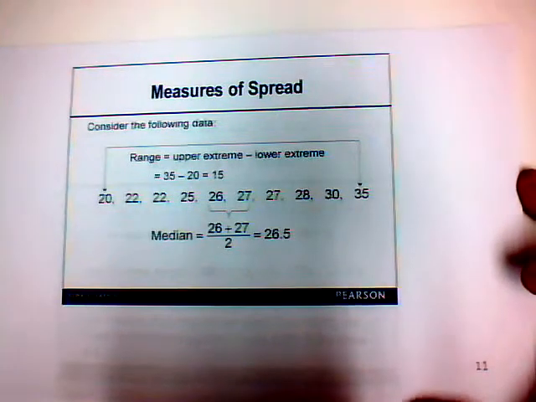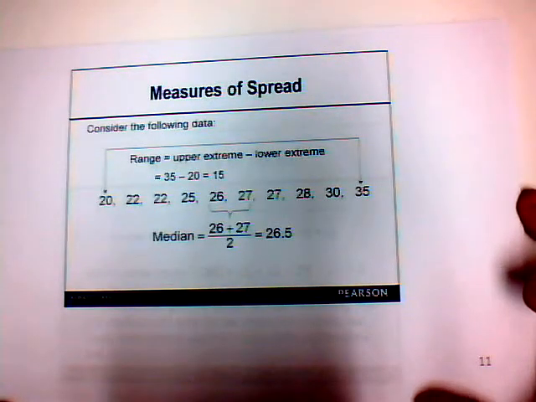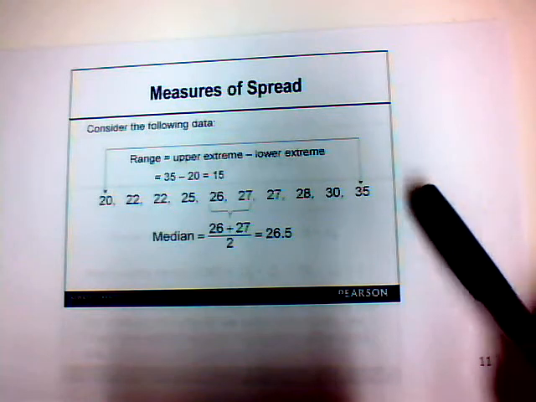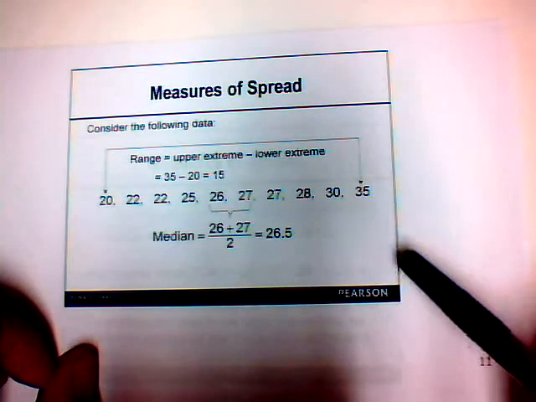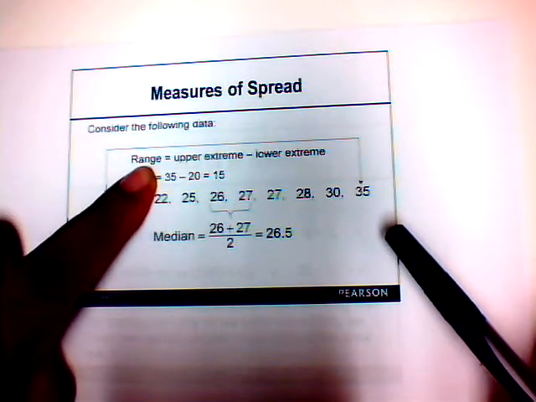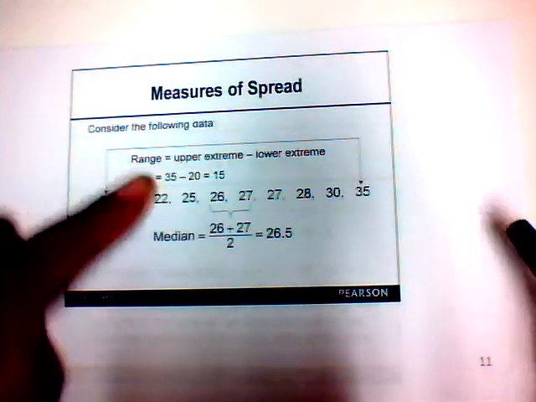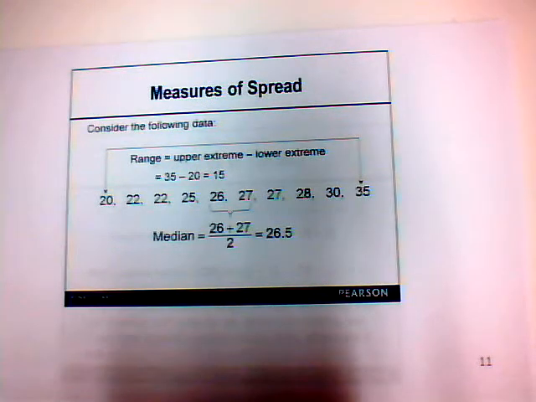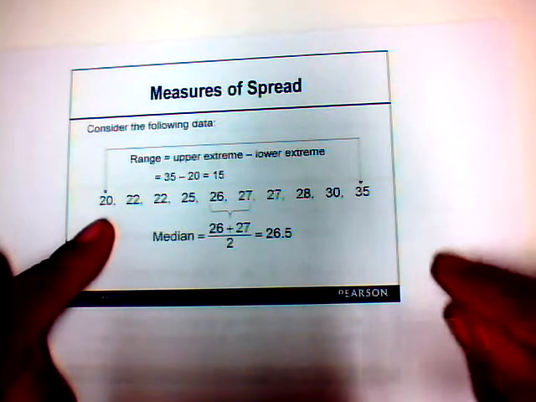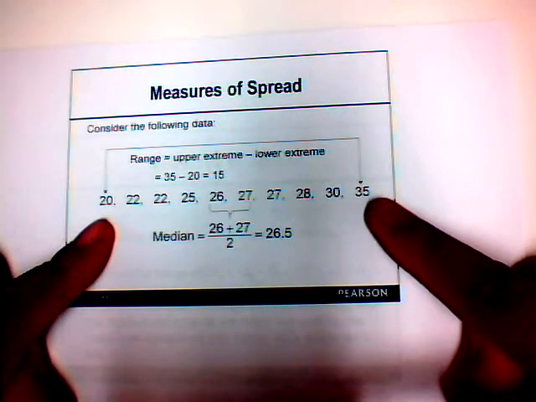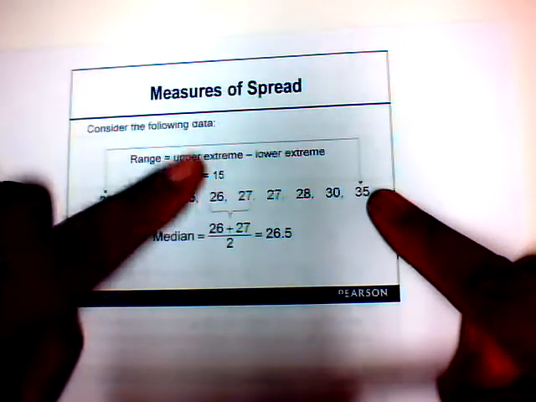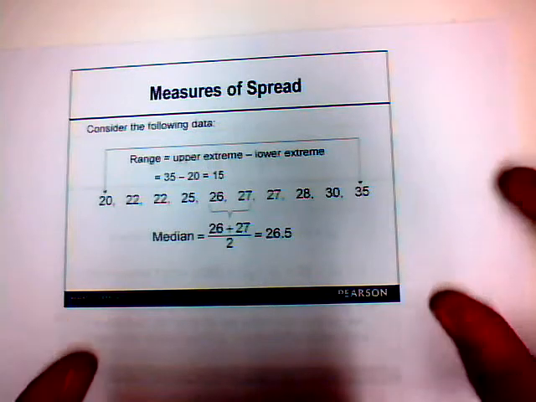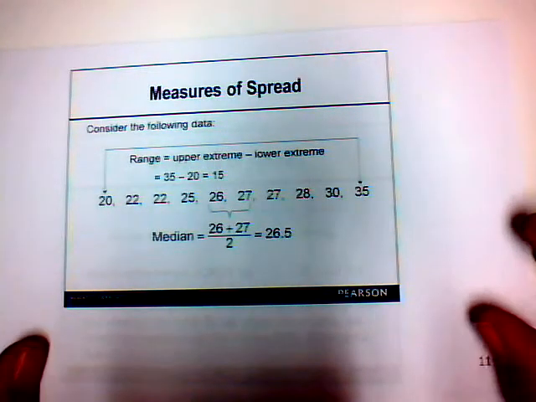So now we look at the measures of spread. Let's say we want to consider the following data. Okay. Now, the first measure of spread is the range. The range is the easiest one to compute because we can subtract the lower extreme from the upper extreme. So if we had this set of data, the upper extreme is 35, the lower extreme is 20. 35 minus 20 would give you 15. So 15 would be the range for this set of data.